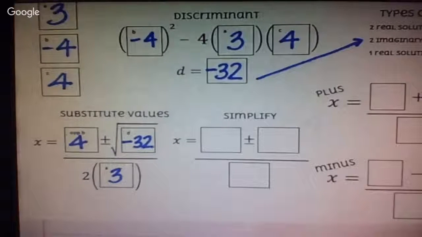Wait, I'm so confused. Because the equation is already negative. Your full equation is negative B plus or minus the square root of B squared minus 4AC, all over 2A. So your B is already negative, so when I put in a negative, it makes it a positive. If I put in a positive, it actually keeps it as a negative.